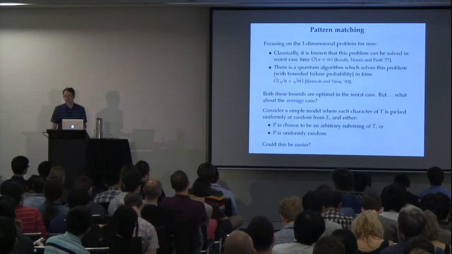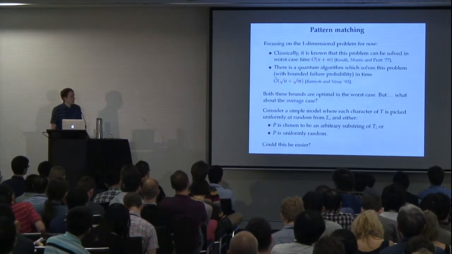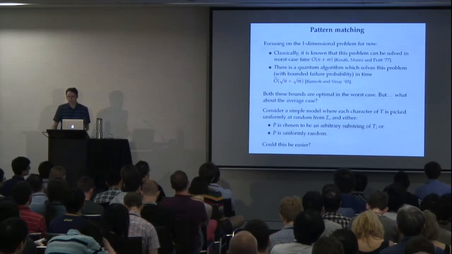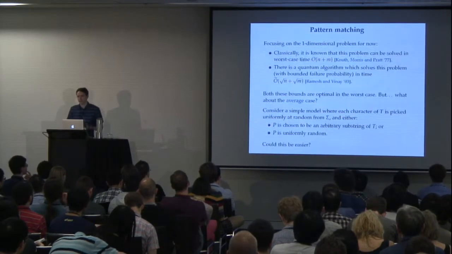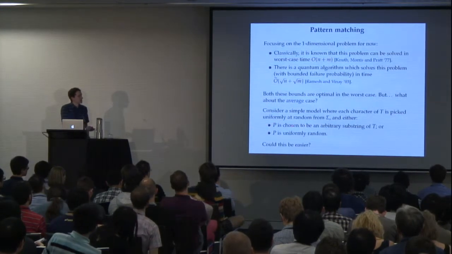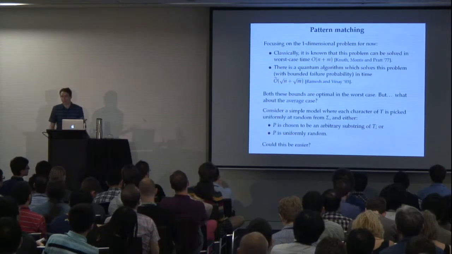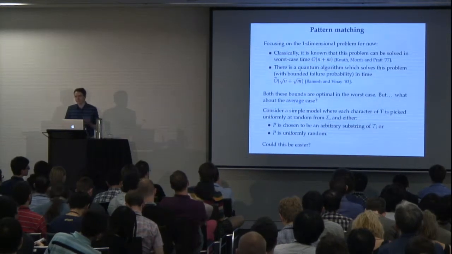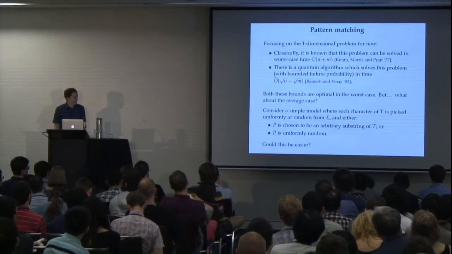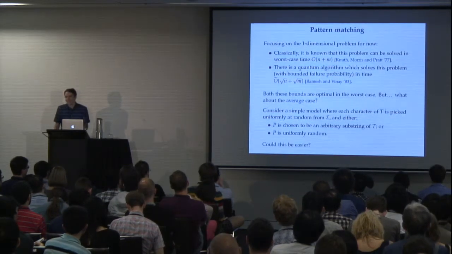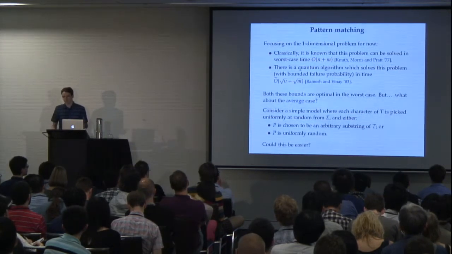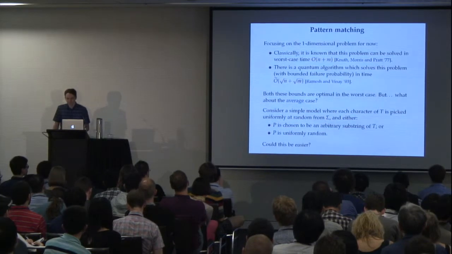Here I'm going to think about quite a simple model for random inputs, where every character of the text is picked uniformly at random from this alphabet sigma. Then the pattern is either chosen to be some arbitrary substring of the text, or it's uniformly random itself, just a random sequence of characters. In the first case, obviously the pattern does match the text, and in the second case, if the pattern is long enough, then with high probability it won't match the text. In fact, it will be far from matching the text.